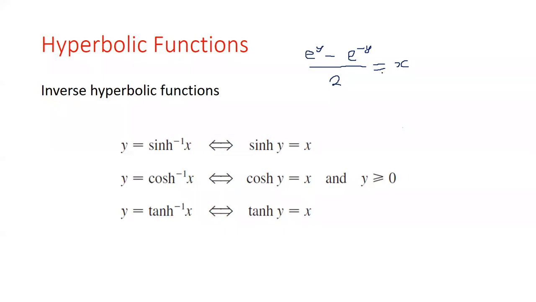Okay, to continue with this, I'm going to multiply by 2 on both sides. Then we have e to the power of y minus e to the negative y is equal to 2x. Then transpose the 2x, so we have e to the y minus e to the negative y minus 2x is equal to 0. Okay, that was terrible. Oh, I'm left with 2 minutes.